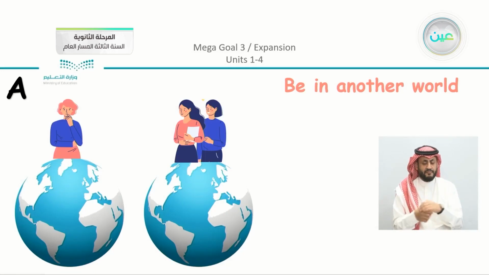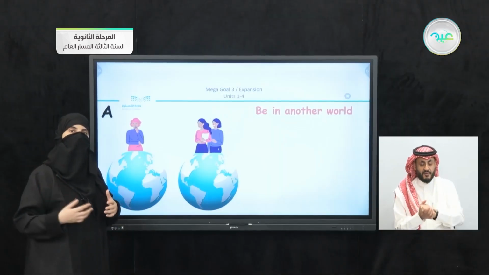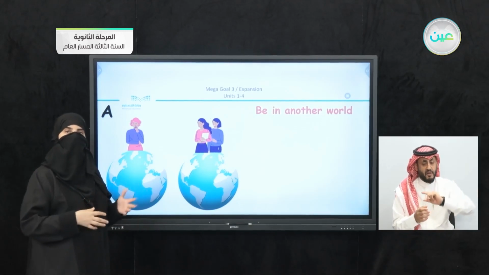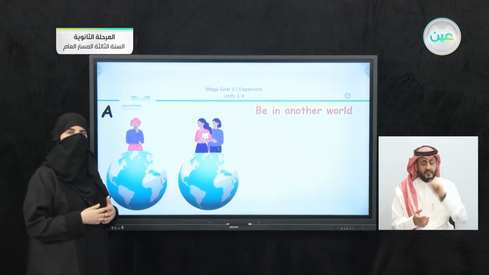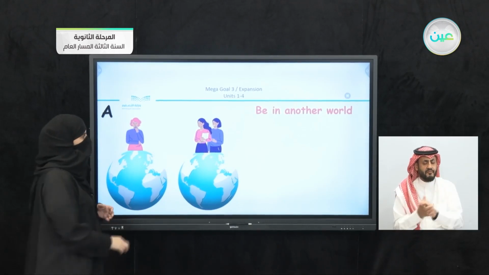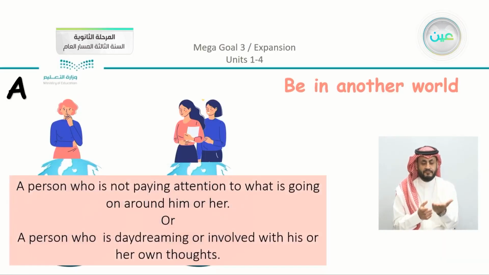Now, first of all, when you read the expression or the idiom, be in another world, or if you listen to someone say that, we have someone is in another world, or as if he or she is in another world. What does it mean? So just guess for it. Now we have here the meaning, a person who is not paying attention to what is going on around him or her, or a person who is daydreaming or involved with his or her own thoughts. So did you guess any one of these meanings? If you have, it is correct. But now you know that there are 2 meanings.